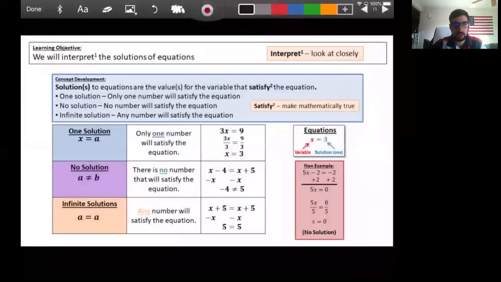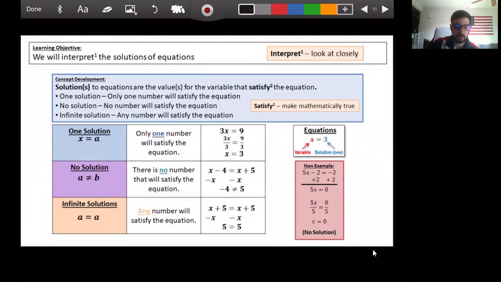So what we're doing today is we're interpreting the solution of equations. This is something that will help us understand our answers, and it's also something that we focus on in 8th grade. When we interpret the solution, we're basically determining what solution it is and if it's true or not. The solution to an equation is the value of the variable that will satisfy the equation. So one solution means there's only one number.